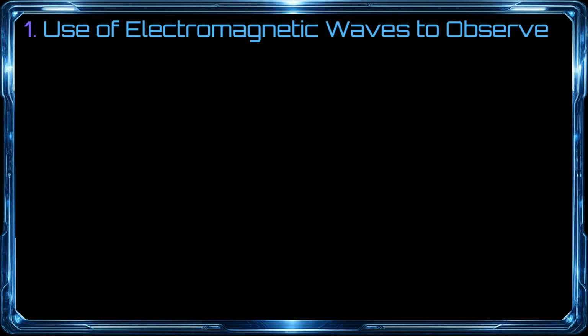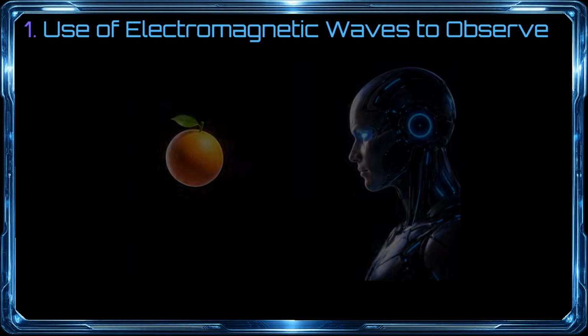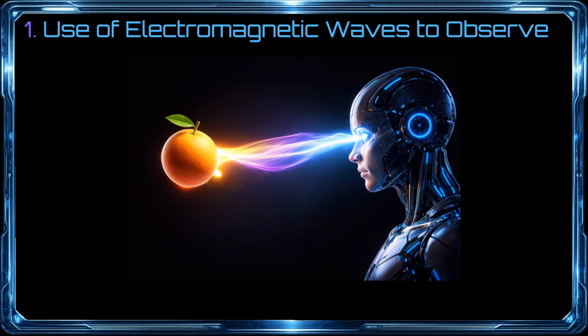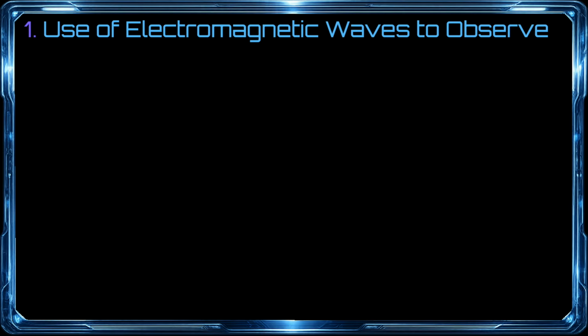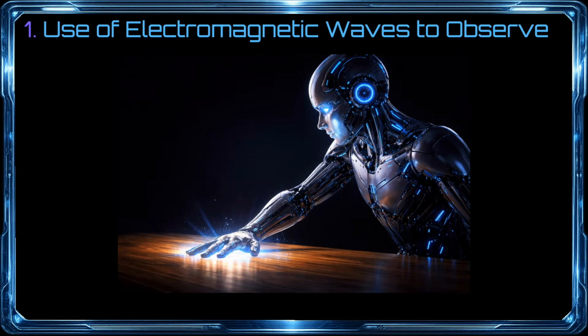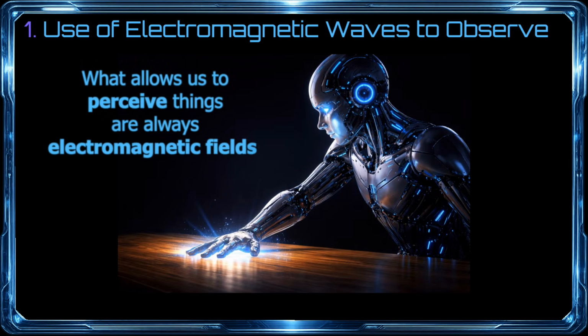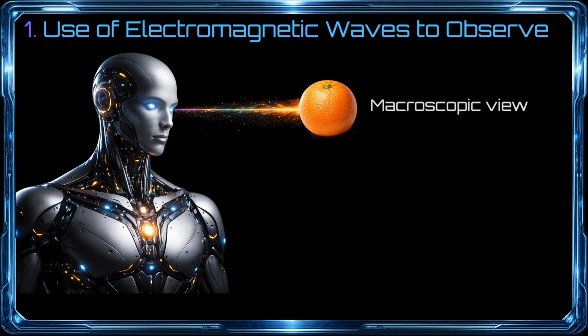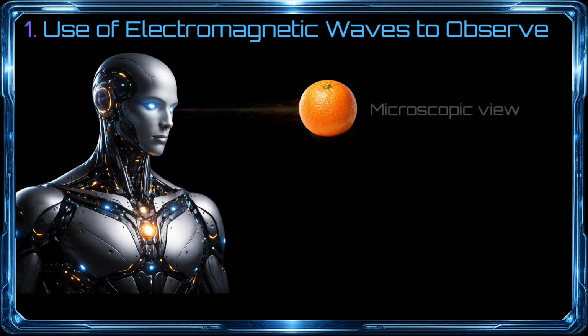First, we must remember that we always use electromagnetic waves, or fields, to directly observe and measure physical events and objects. For instance, it is light photons which allow us to see an orange. These photons are constituents of a special case of electromagnetic waves called light. But electromagnetic forces are also what make us feel objects and prevent, for example, a hand from passing through a table. And we can generalize this principle: what allows us to perceive things are always electromagnetic fields. Okay, so we can observe things only thanks to these so-called electromagnetic fields.